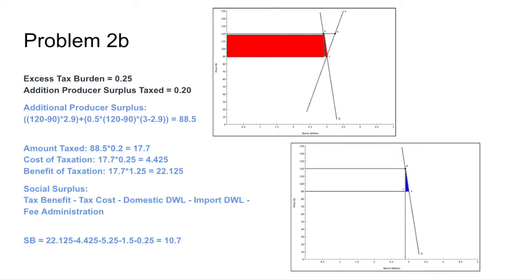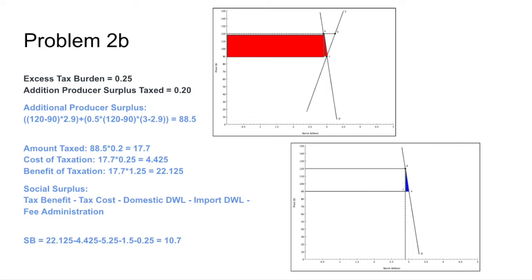Part B considers a marginal excess tax burden, or METB, of 0.25, and it is assumed that 20% of producer surplus goes to the government as tax revenue. The producer surplus, shown in red, is $88.5 billion. 20% of it goes to the government, and that value is multiplied by 1 plus METB to get $22.13 billion.